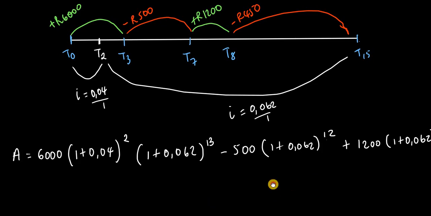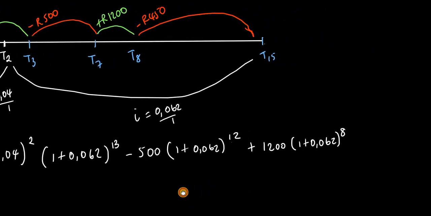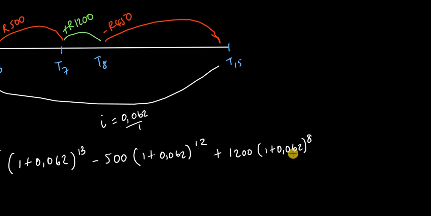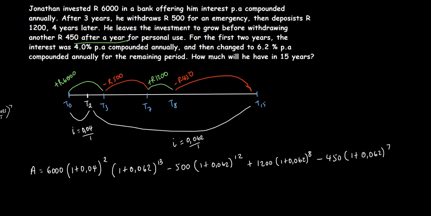Alright, then we have to go to the last one. Then we say minus 450 and acknowledge that the interest was this. So during that time it will be 0.062, and then for how long? 15 minus 8, that gives us 7. So guys, this will give you your correct answer if you put it in your calculator.